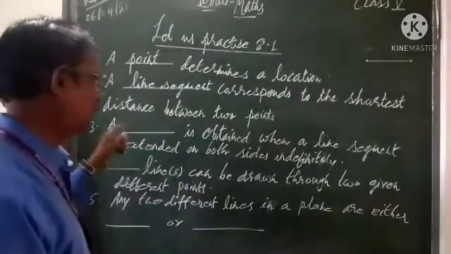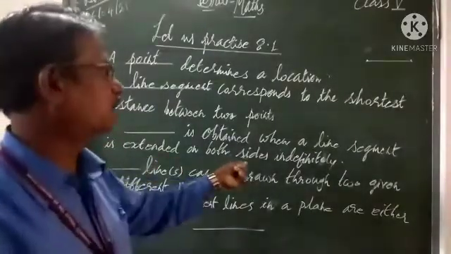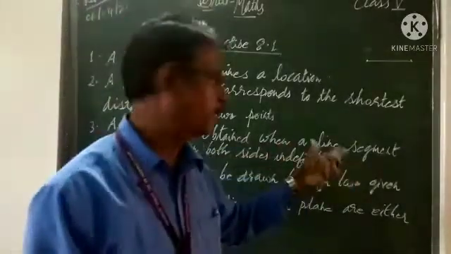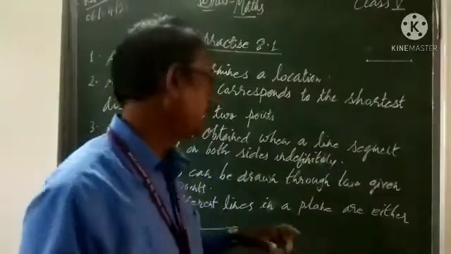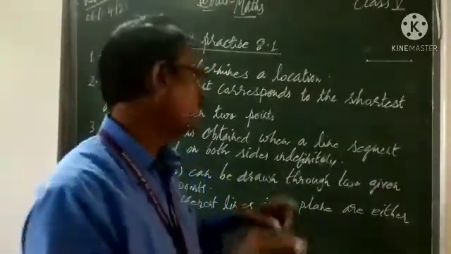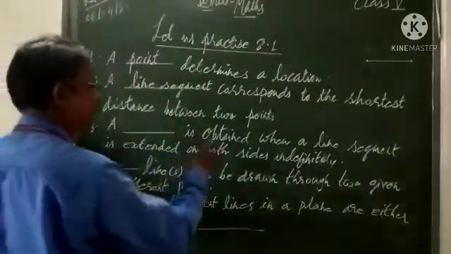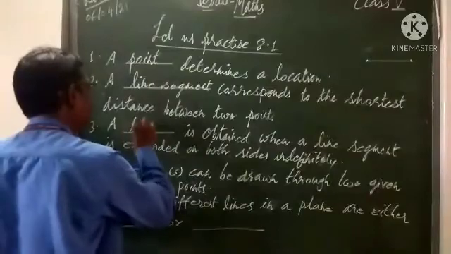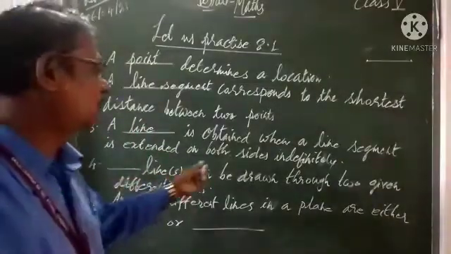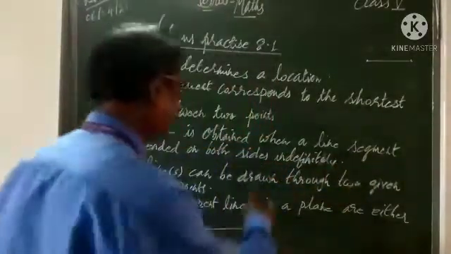Third, fill in the blanks. A dash is obtained when a line segment is extended on both sides indefinitely. If we extend any line segment on both sides endlessly, then what will we get? If an arrow is present on both sides, that line segment will become a line. A line is obtained when a line segment is extended on both sides indefinitely, meaning infinitely, in long distances.